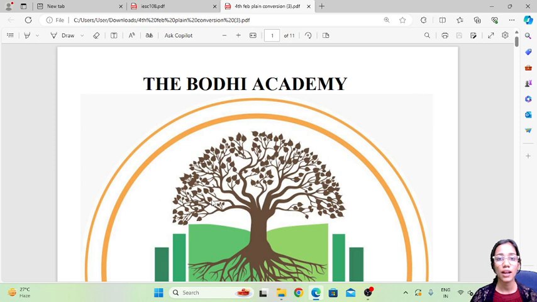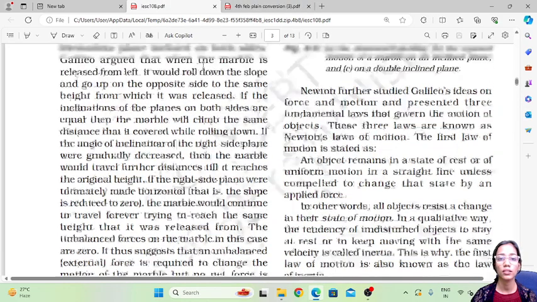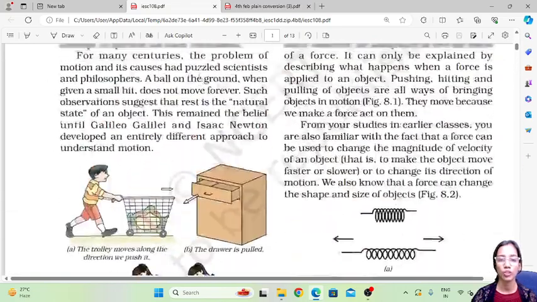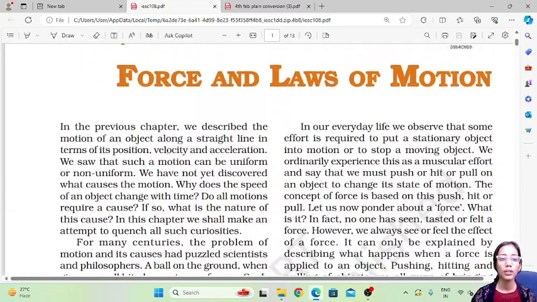Today we are going to start a new chapter from the 9th Standard Science textbook, chapter number 8, that is Force and Laws of Motion. In the previous chapter we have already started what is motion. Today we are going to see what are the laws of motion. Okay, force and laws of motion. Now in this chapter we are going to study force, the concept of force, different types of forces which make the objects move, and the different laws of motion.